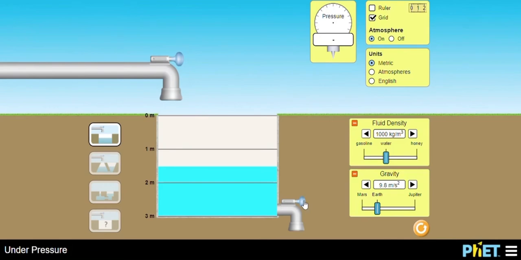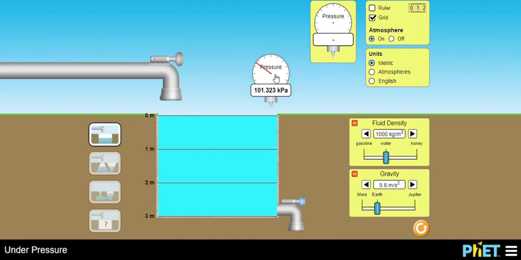Alright, before we start this experiment, make sure the fluid density is at water level, which is 1000 kg per meter cube, while the gravity level is at Earth, which is 9.8 meter per second square, and the atmosphere is on. Firstly, fill the container with water until it reaches the 0 meter level. And then, put the pressure measuring tools at each depth.